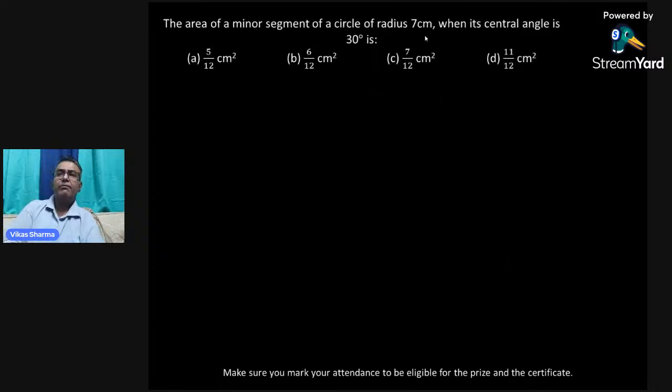The area of a minor segment of a circle of radius 7 centimeter when its central angle is 30 degrees is how much? 5 upon 12 centimeters, 6 upon 12 centimeters, 7 upon 12 centimeters, or 11 upon 12 centimeters.